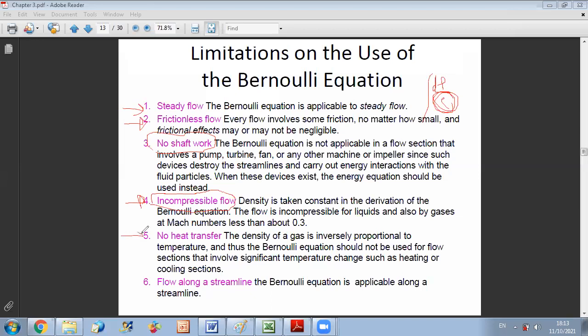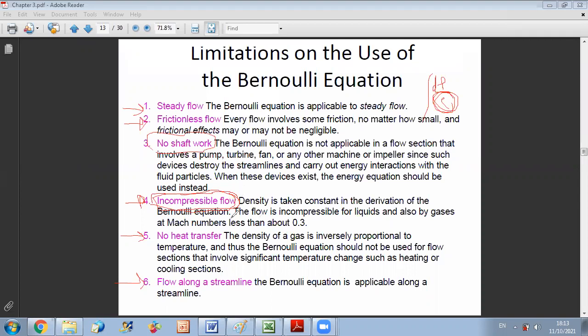And concerning the fifth assumption, I should not have heat transfer, I should not have losses of energy, and finally, my flow should be along a streamline. Now, for incompressible flows, this is not applicable only for liquids. You can apply it sometimes for gases. Just you have this restriction.